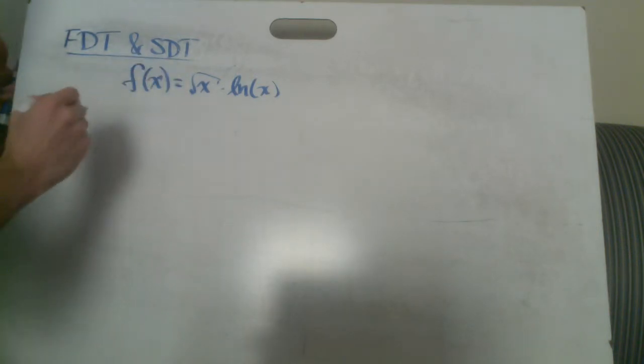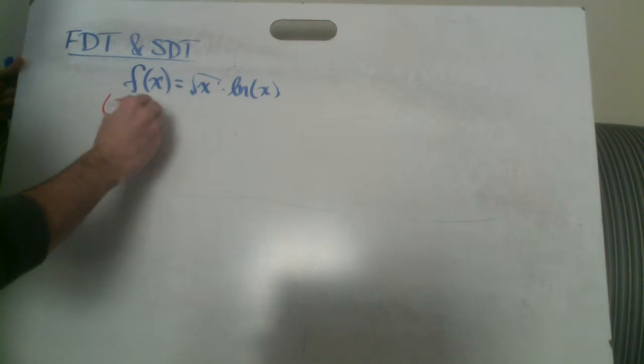The one thing that is important to note about this function is that natural log is not defined everywhere. So in our minds, we know that in this particular function, x has to be greater than 0, because natural log is not defined for any numbers less than or equal to 0.